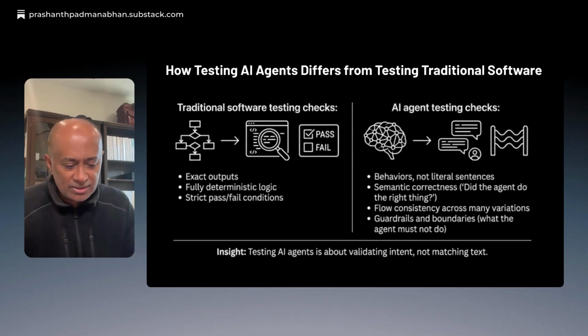If you had instructed the agent to not do something, for example, don't search the internet, did it not search the internet? Or if somebody asked a question that it could have gotten an answer for from the internet, did it say, I don't have access to the internet? Things like that. So the main insight is testing agents is about validating intent, not matching precise text.